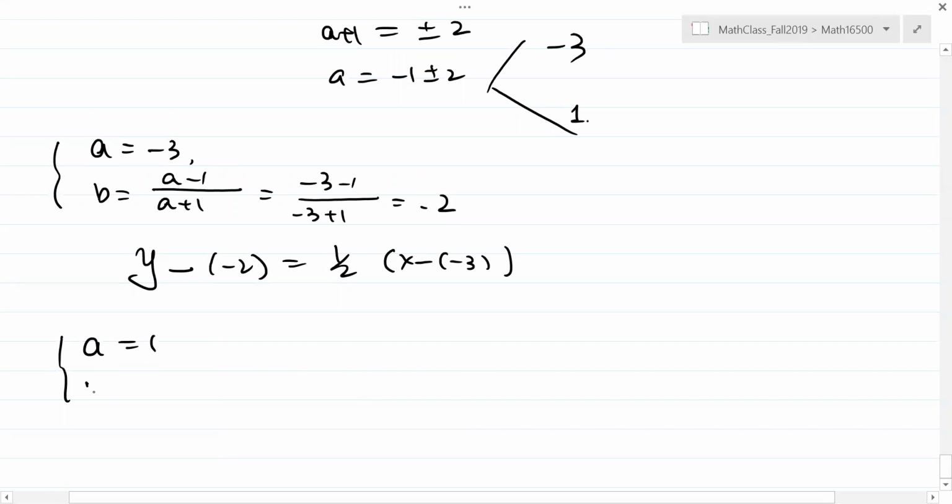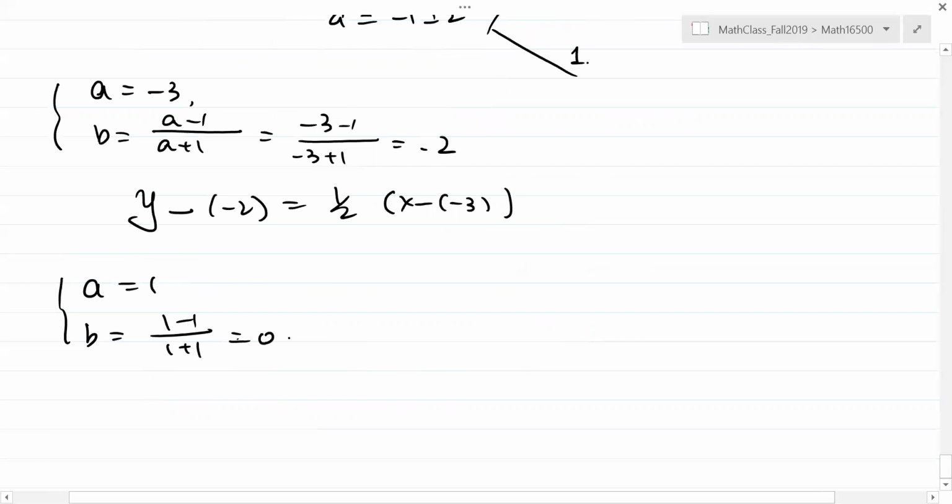When a equals 1, b is going to be (1 minus 1) over (1 plus 1), which is 0. Okay, so in this case, y minus 0 equals 1/2 times (x minus 1). So you get two tangent lines, and both have the same slope of 1/2. Both are parallel to the given line.